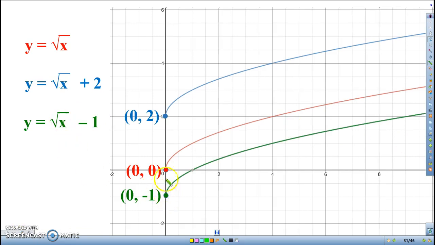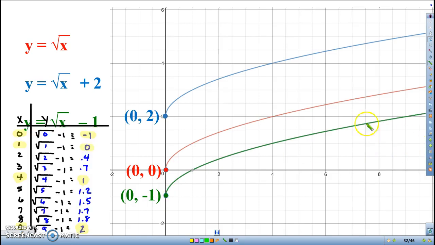Subtracting 1 at the end pushes your vertex down 1. Well, I call it a vertex. I don't know if that's called a vertex or not. What's the trick to finding the x value for that starting point? What would you have to put in for x so that when you simplify your radicand, you get 0? That would be 0.